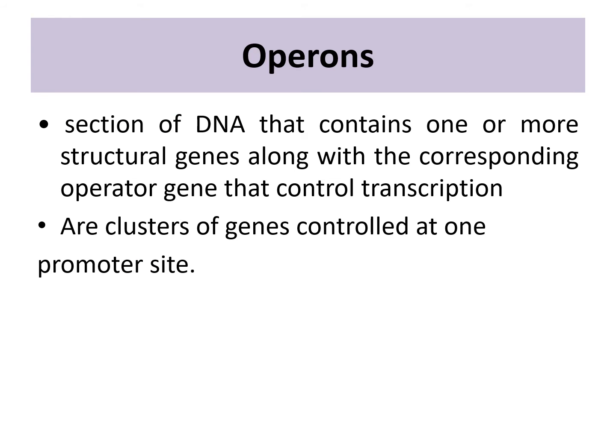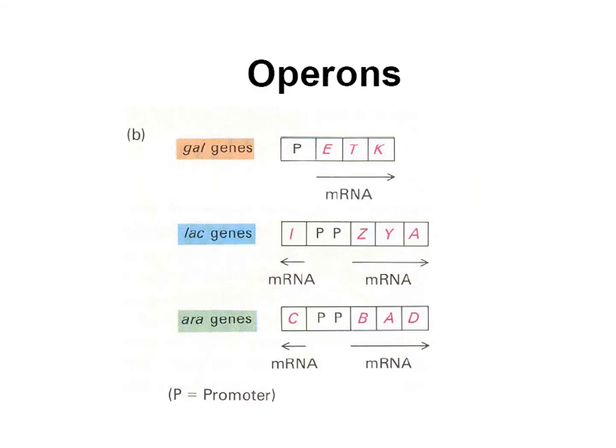An operon is a section of DNA that contains one or more structural genes along with the corresponding operator gene that controls the transcription. Having this kind of setup permits the genes for a particular metabolic pathway to be induced or repressed in unison by the same regulatory element. The clusters of genes are controlled at one promoter site. These are examples of operons.